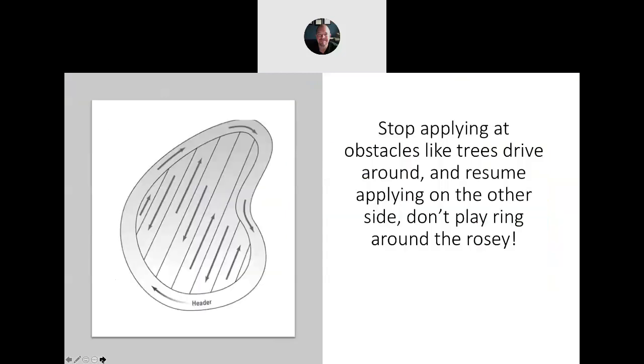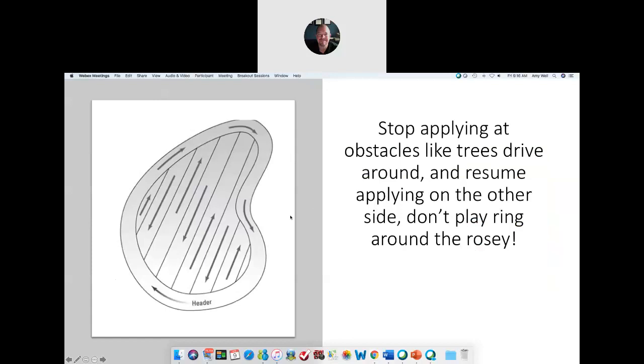So you're going to stop applying at obstacles like trees. You're going to basically come up to that obstacle, drive around it, and then begin reapplying again. You don't want to play ring around the rosy when you're fertilizing. Again, that can cause over application of product in certain areas and just increases risk of damage to the turf.